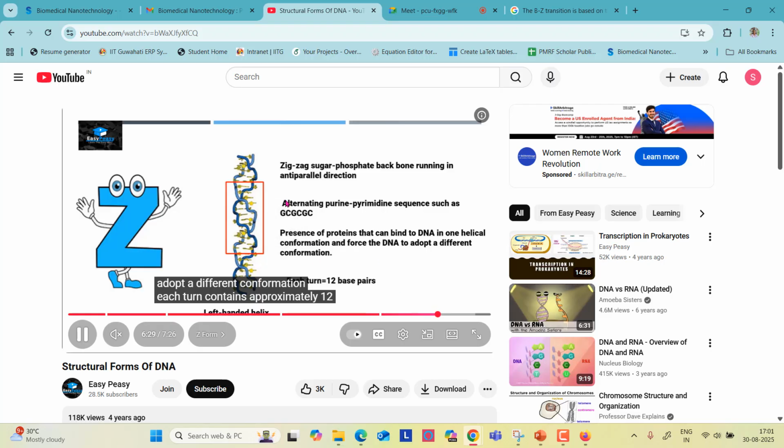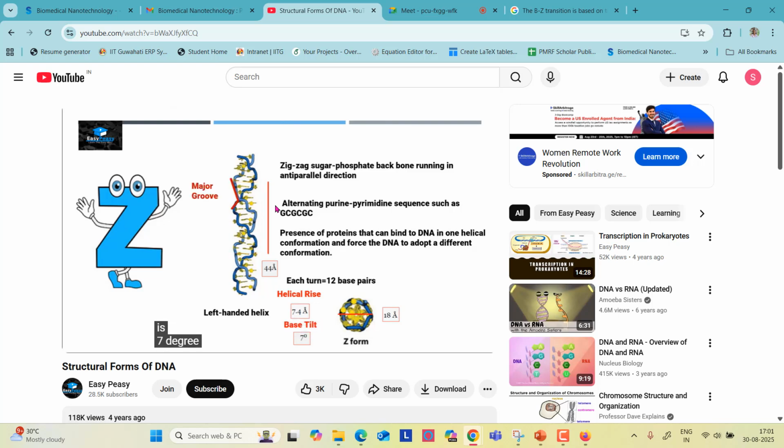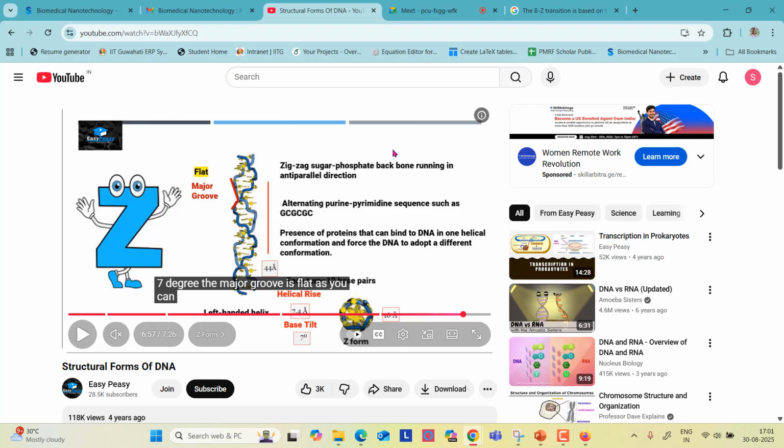Here in Z form there are 12 base pairs. The distance is approximately 44. So these are the angular distance or the base pair to pair distance, which is different in each case. Right, so you can see the details later also.